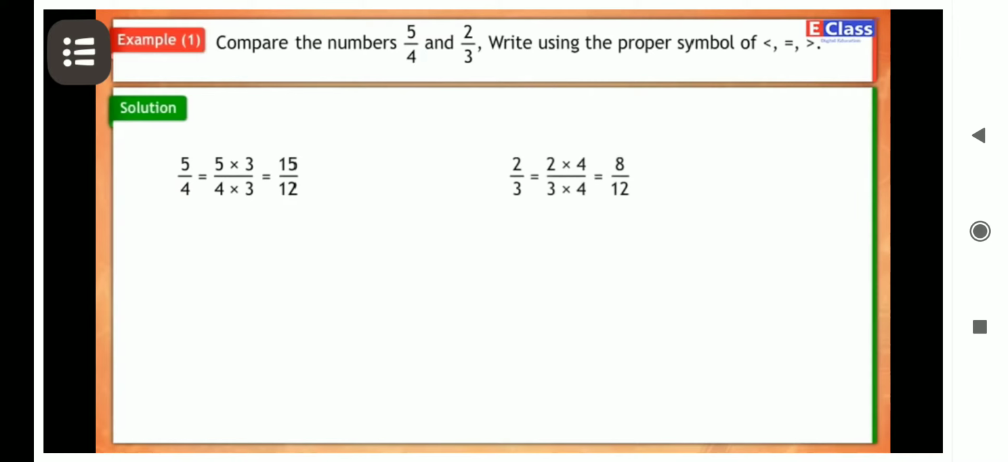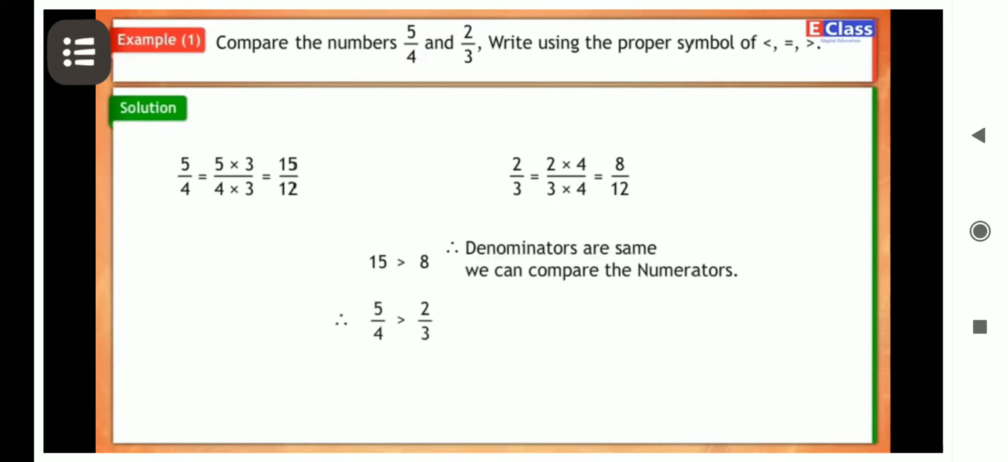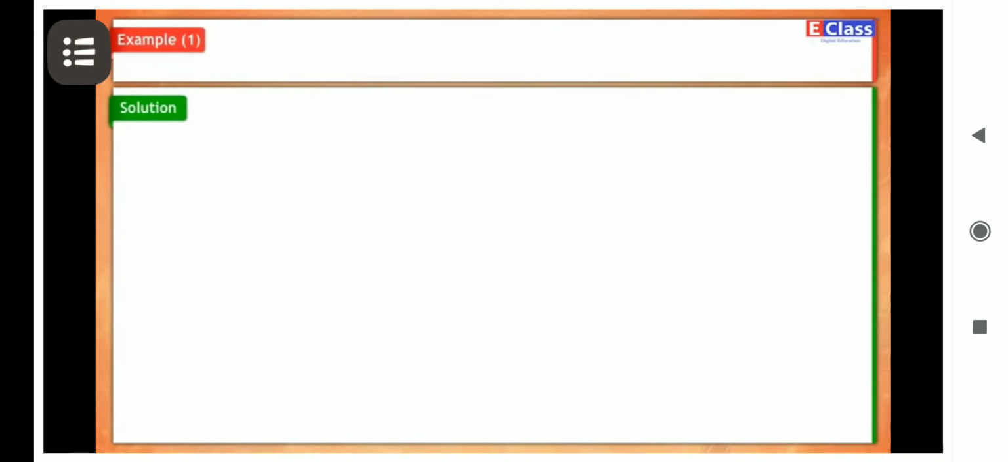Similarly, multiply the numerator and denominator by 4. Therefore, 2 by 3 is equal to 2 multiplied by 4 wholly divided by 3 multiplied by 4, which is equal to 8 by 12. 15 is greater than 8. Since denominators are same, we can compare the numerators. Therefore, 5 by 4 is greater than 2 by 3.